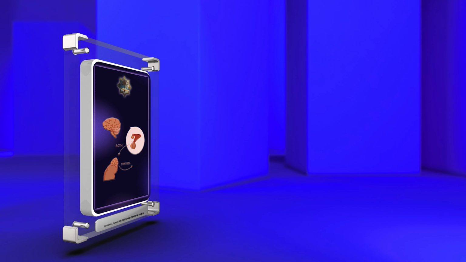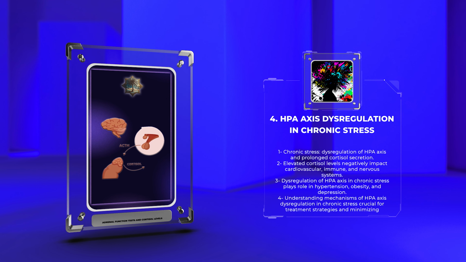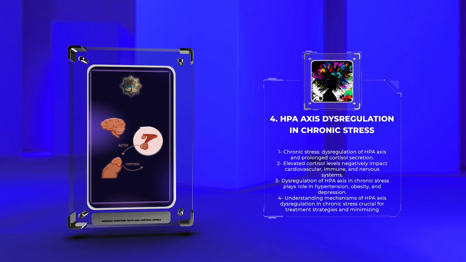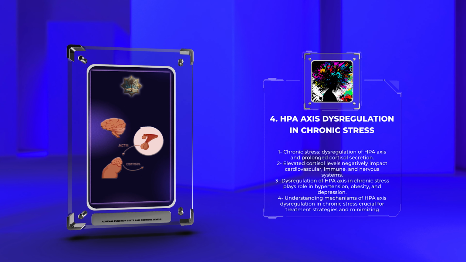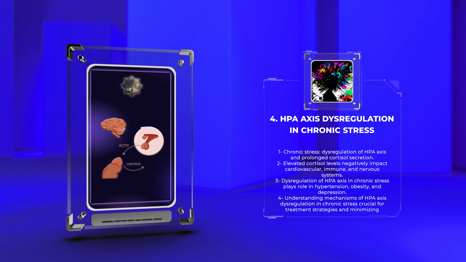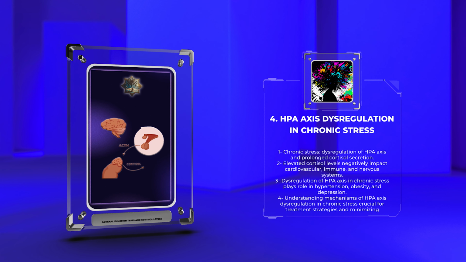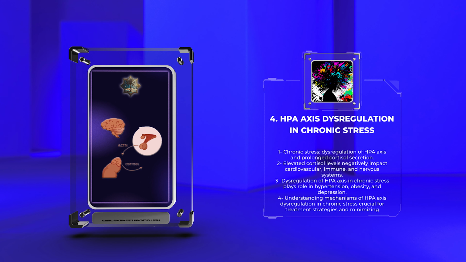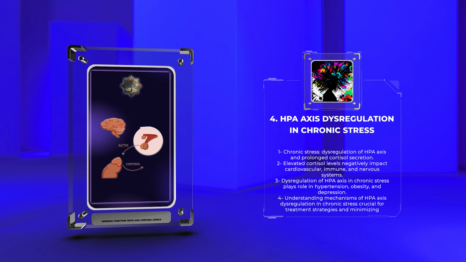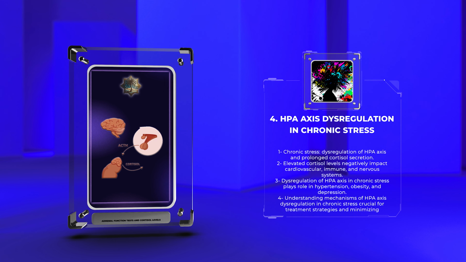In chronic stress, there is a dysregulation of the hypothalamic pituitary adrenal (HPA) axis, leading to prolonged secretion of cortisol. Persistently elevated cortisol levels negatively impact multiple physiological systems, including the cardiovascular, immune, and nervous systems. The dysregulation of the HPA axis in chronic stress plays a pivotal role in the pathogenesis of hypertension, obesity, and depression, among other conditions. Understanding the mechanisms and consequences of HPA axis dysregulation in chronic stress is crucial for identifying potential treatment strategies and minimizing the long-term health consequences associated with chronic stress.